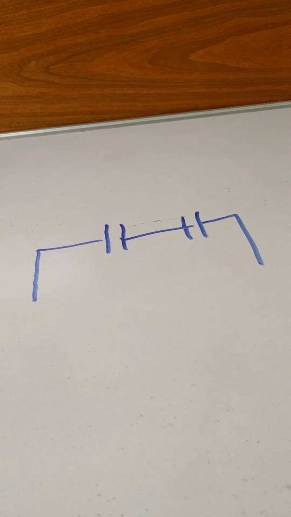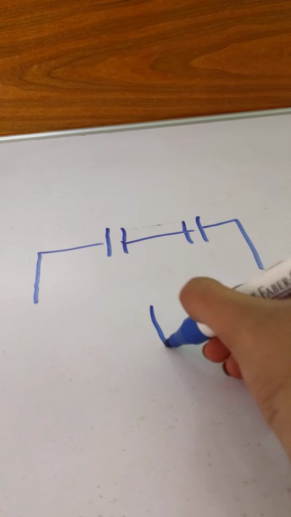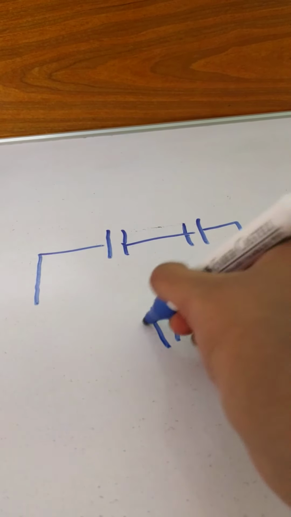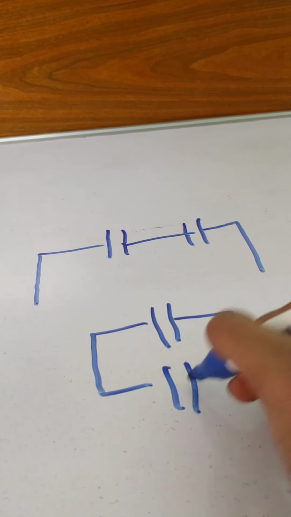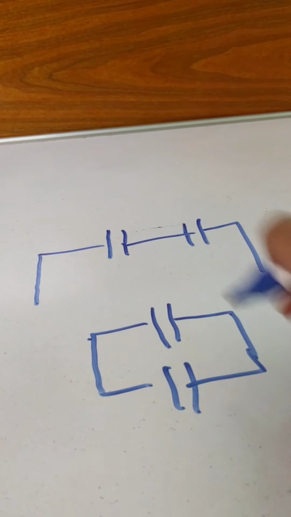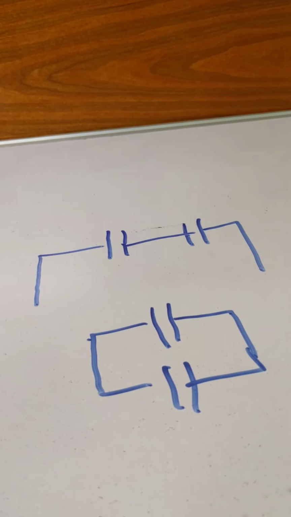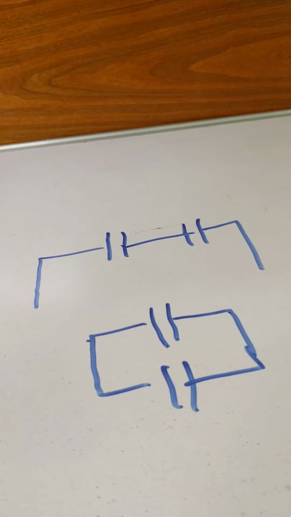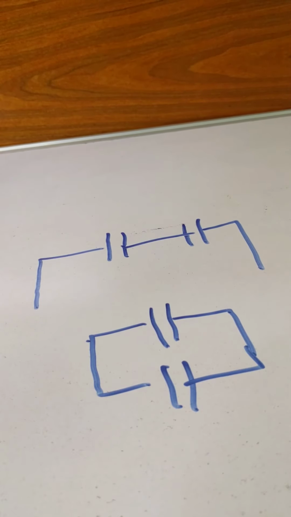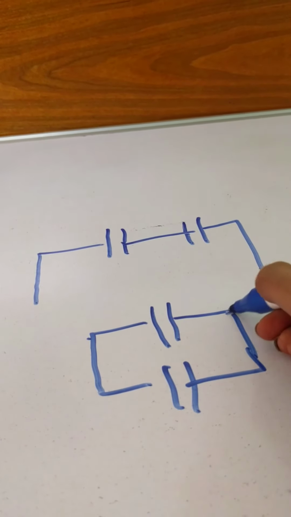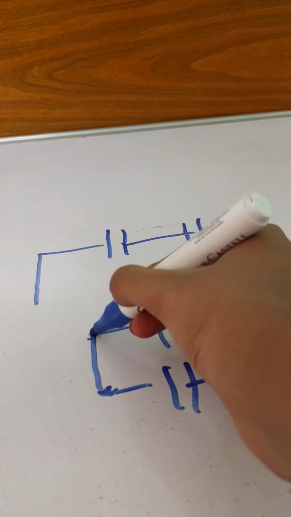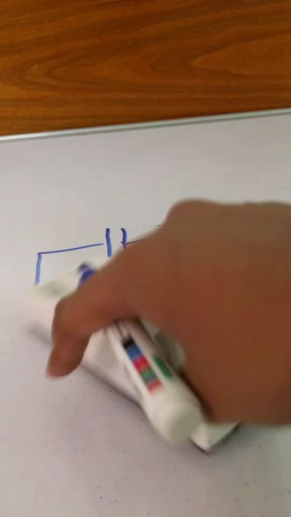And for parallel, these two are in parallel only if these two ends have two common ends, and they have a junction. They may or may not have a junction for parallel, but if they are in series, they shouldn't have a junction. These two points are common for this, so these are in parallel.